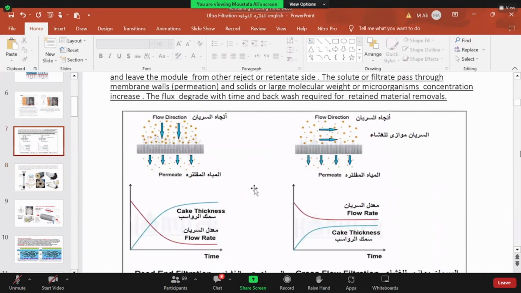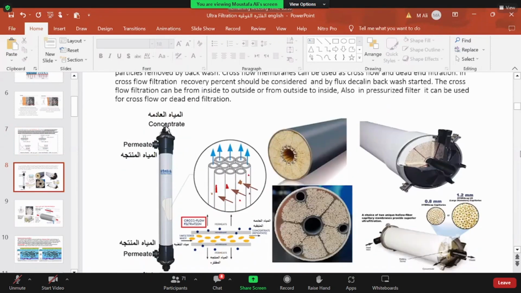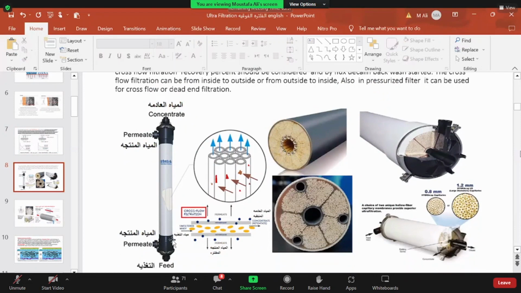This is for the hollow fiber. We see it can be used for cross flow and, at the same time, for dead end filtration. This is the hollow fiber inside the housing. We can see different shapes and different techniques according to the application. Some can be just for dead end filtration, and others for cross flow, as we will see in some videos.